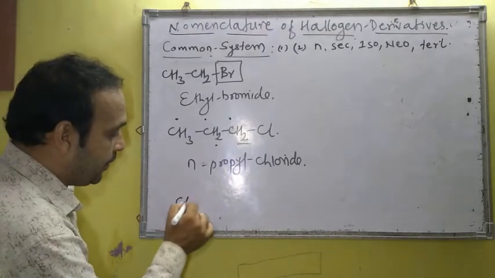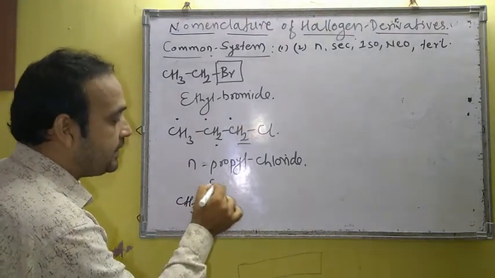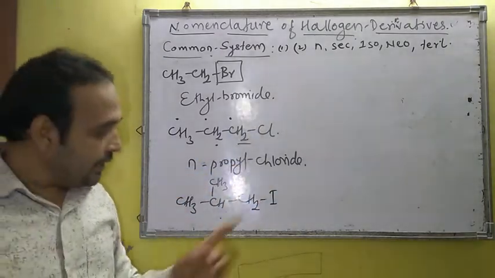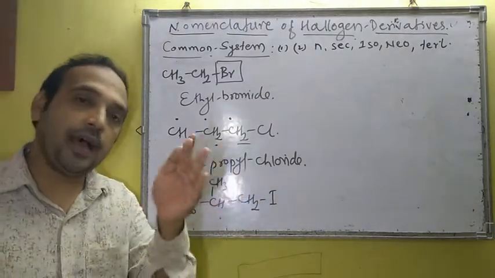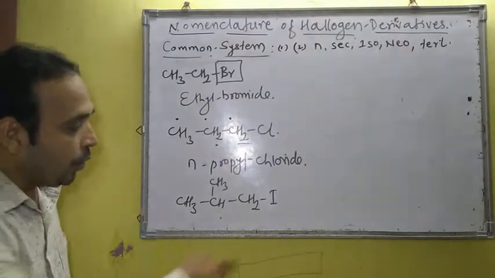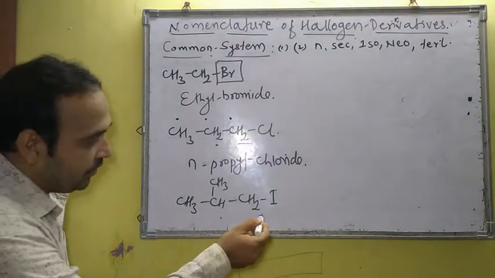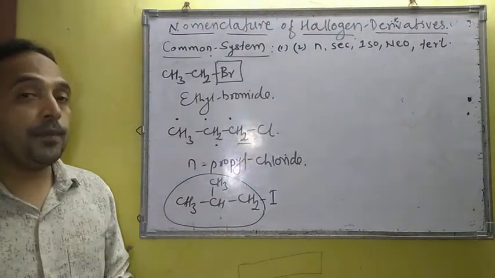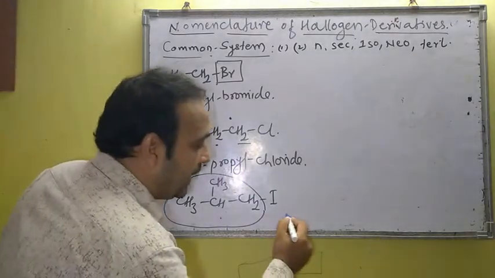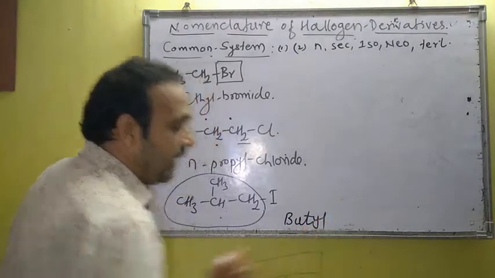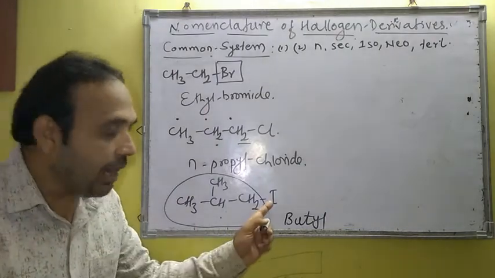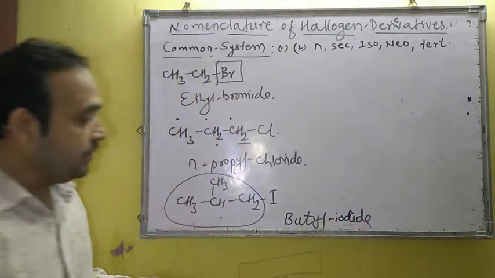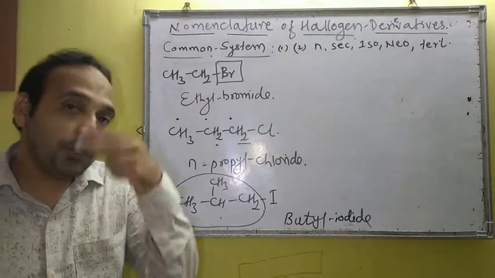Now next example, suppose CH3 CH CH3 single bond CH2 single bond I. It is also an example of a halide, because Cl, Br, I are halides. In this example, total how many carbon atoms are there? 4. Four carbon atoms means the name of the alkyl group is butyl. The halide present is I, so it is called iodide. Now this alkyl group contains more than 2 carbon atoms.